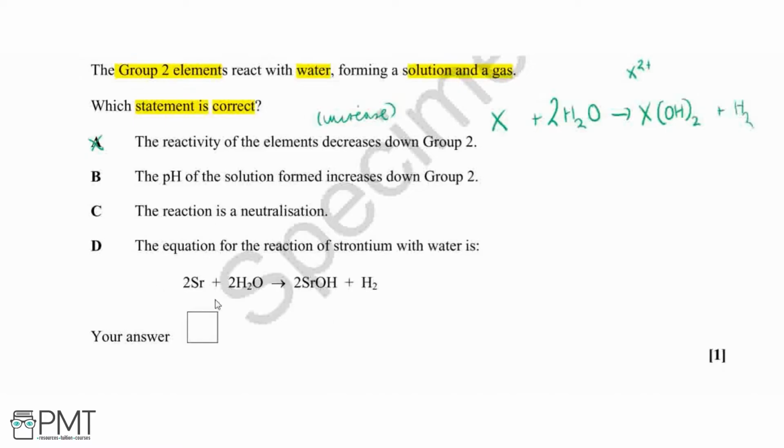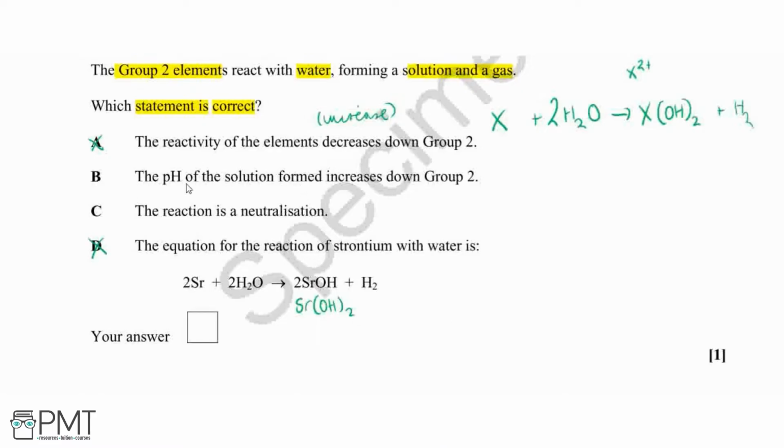Now let's have a look at statement D. We can eliminate this statement because we've already written out our equation here. The reason why the equation they've written out is incorrect is because they've got the wrong formula for their hydroxide, which in this case they've used with strontium. Because strontium has a 2+ charge, the formula would need to be Sr(OH)2. And this has affected the balancing as well. So this statement is incorrect.